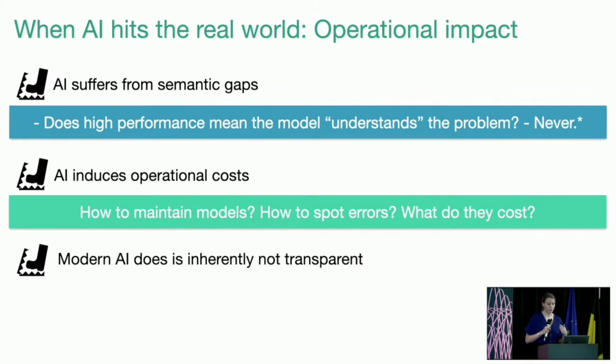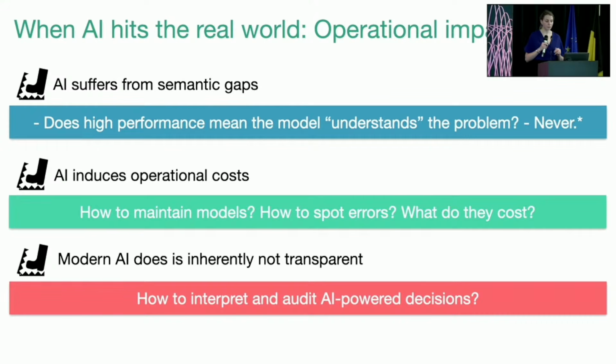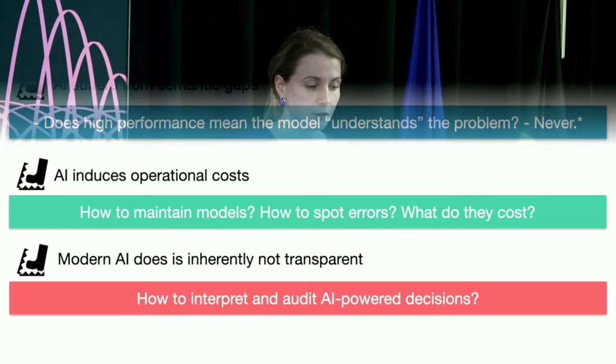Finally, the operational impact that's unavoidable is that modern AI is inherently not transparent. So how are we going to interpret and audit AI-powered decisions? This is something I would say for every product or system which is based on AI, this is already something to think about upfront, obviously. These things can be mitigated to some degree, which can be quite viable in your system, but it demands extra consideration, extra effort.